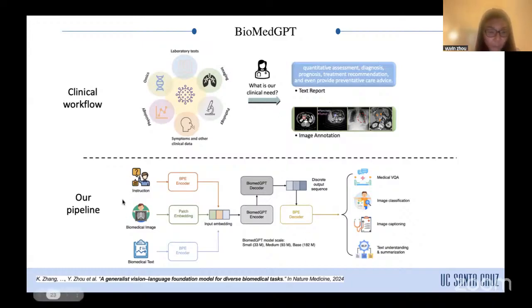Our BiomedGPT can also do a very similar thing. You input a biomedical image and a paired biomedical text, and then you provide an instruction, which is a prompt here. Through our encoding and decoding stages, BiomedGPT can finally output discrete sequences that enable us to do medical vision question answering, image classification, image captioning, text understanding, and summarization.